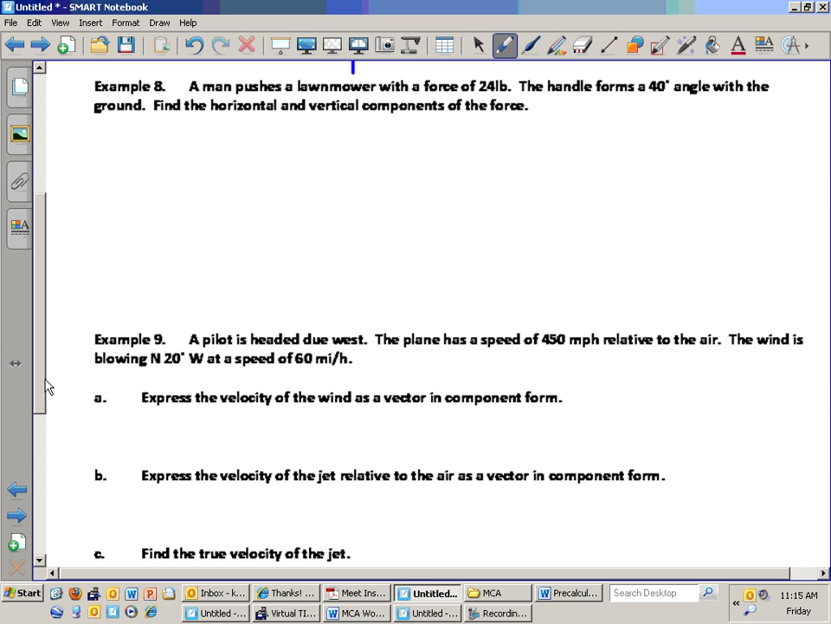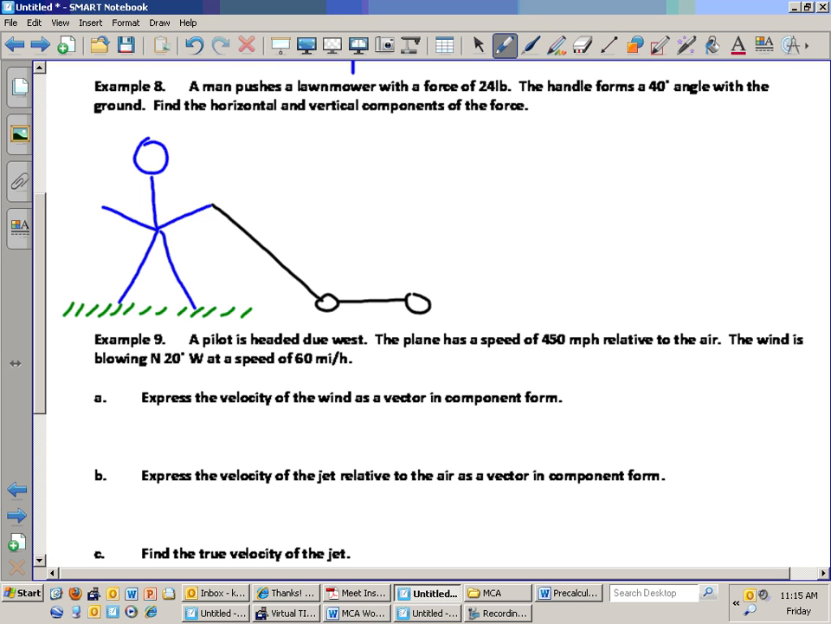So watch my drawing here. It is excellent. See if you can keep up with it, okay? We're going to draw a man. So, of course, he will be blue. Lawnmower. Oh, this is a bladeless lawnmower.